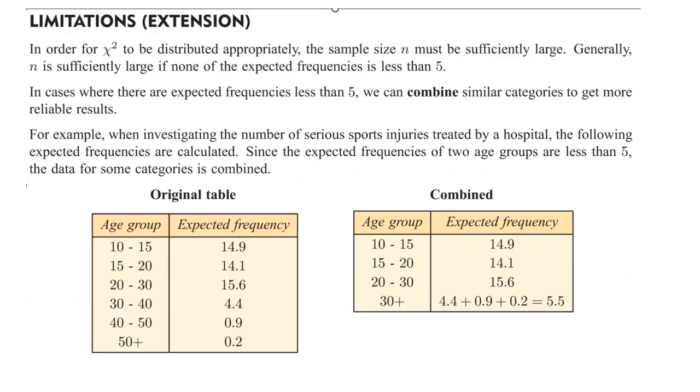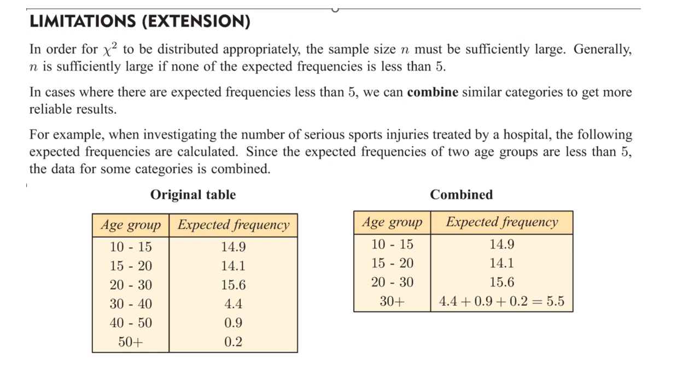So here we have some limitations to the chi-squared goodness of fit test. In order for chi-squared to be distributed appropriately, the sample size n must be sufficiently large. Generally, n is sufficiently large if none of the expected frequencies is less than 5. In cases where the expected frequency is less than 5, we can combine similar categories to get more reliable results. For example, when investigating the number of serious sport injuries by a hospital, the following expected frequencies are calculated. Since the expected frequencies of 2 age groups are less than 5, we combine the categories.